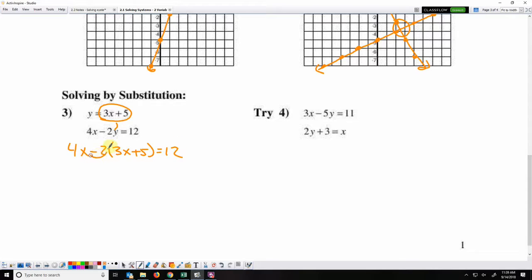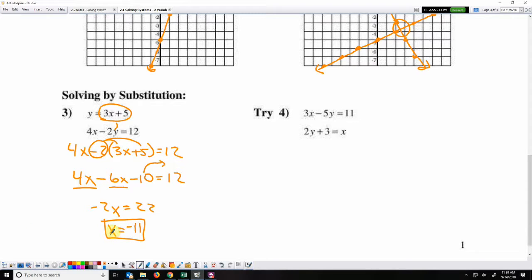Okay, so I can distribute this -2. -2 times 3 is -6x. -2 times 5 is -10. So I have like terms here. 4x minus 6x is -2x. And this -10, I can add to the other side, and I'm going to get 22. And then I'll divide by -2. 22 divided by -2 is -11. So there is the value of x.